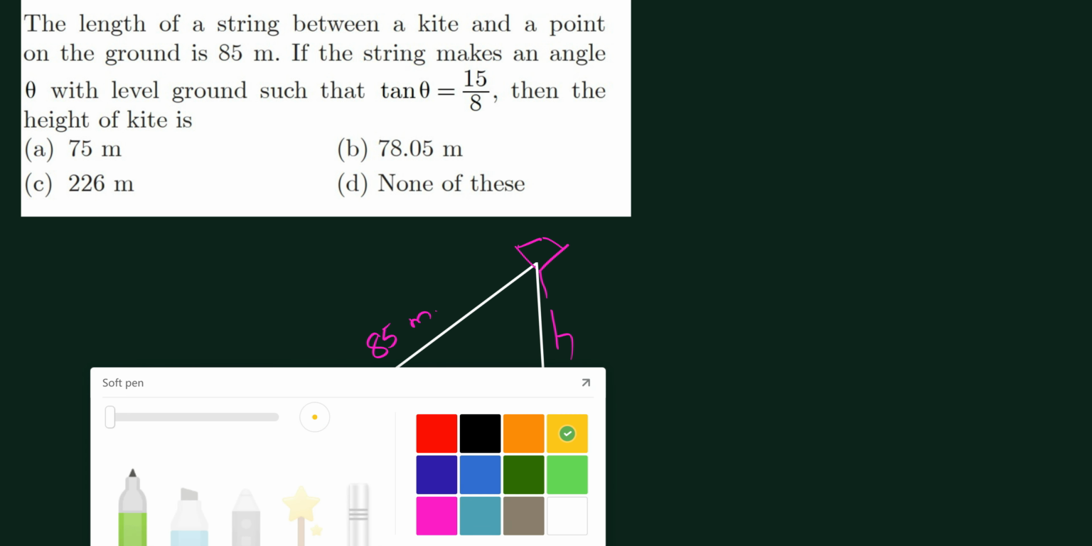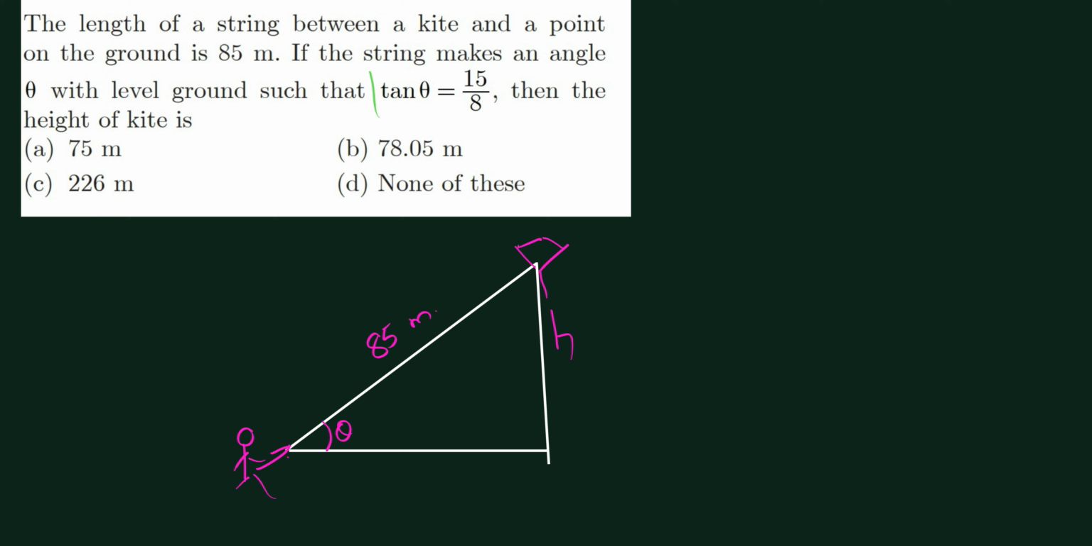But in this question, they gave the tan theta value. Tan theta equal to 15 by 8. So from this, we need a sin theta value, but they gave tan theta value. If tan theta equal to 15 by 8, then what is the sin theta value? Listen, if tan theta equal to 15 by 8, what is sin theta? To get this, you make one small triangle here.